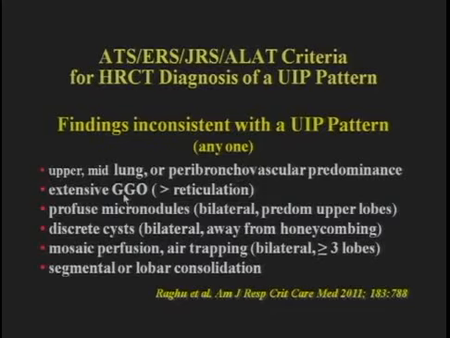Extensive ground glass opacity. That's something like hypersensitivity pneumonitis. Perfuse nodules, sarcoid or something. Discrete cysts, well, that'll be histiocytosis or LAM or something of that sort. Mosaic perfusion air trapping, that's some sort of airways disease or hypersensitivity pneumonitis. And then consolidation, which is an organizing pneumonia finding. So these inconsistent features are things that are typically seen with some other disease.